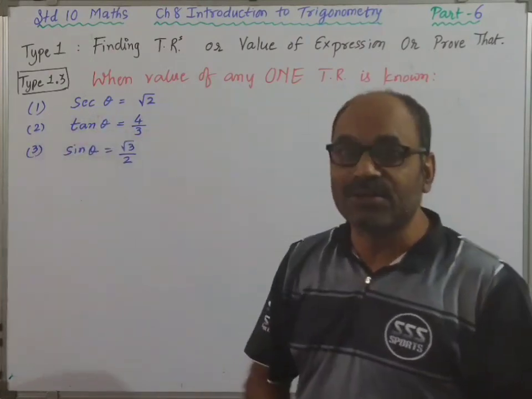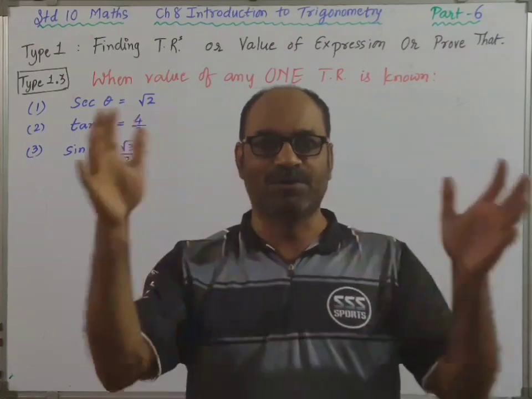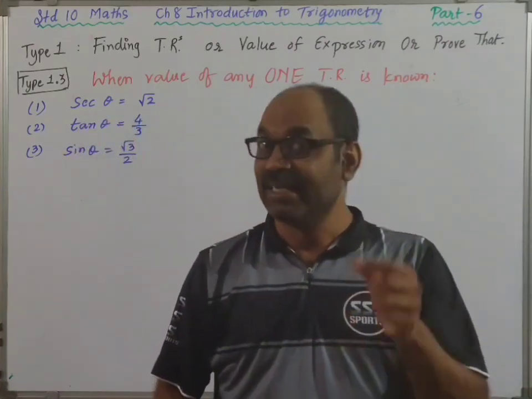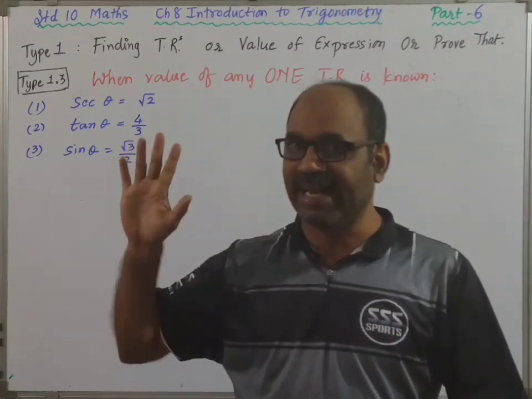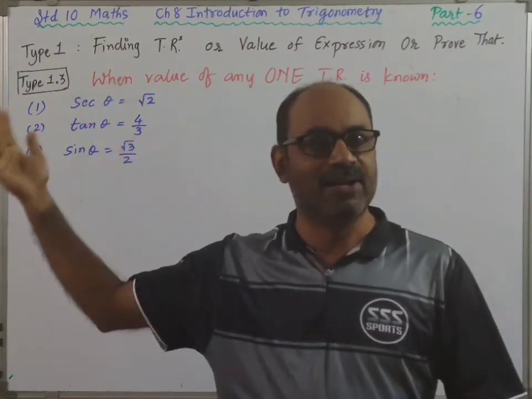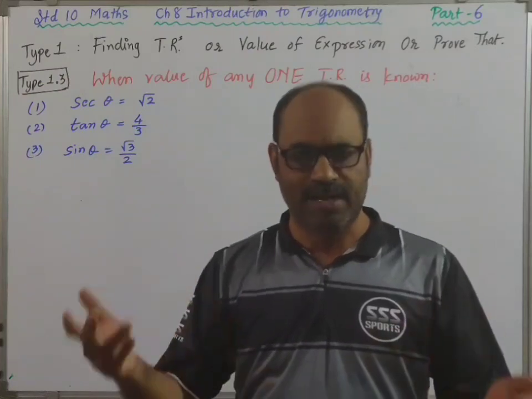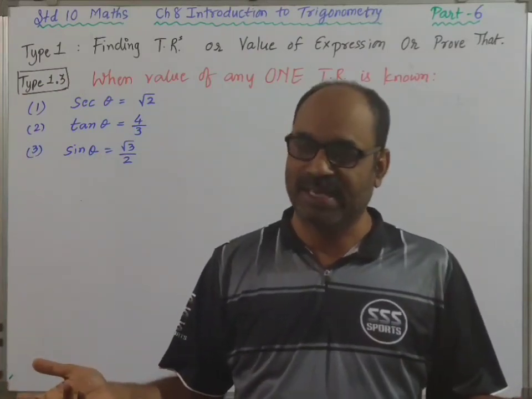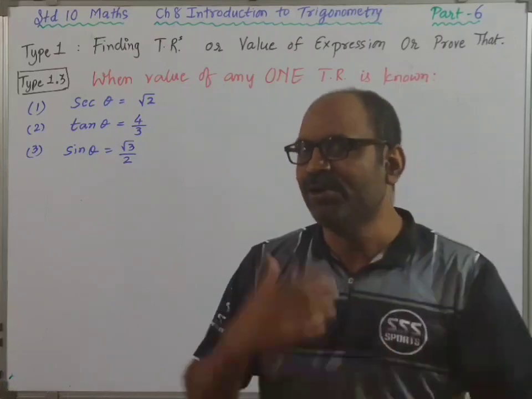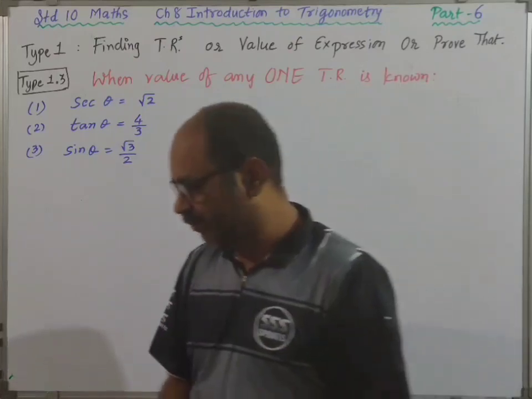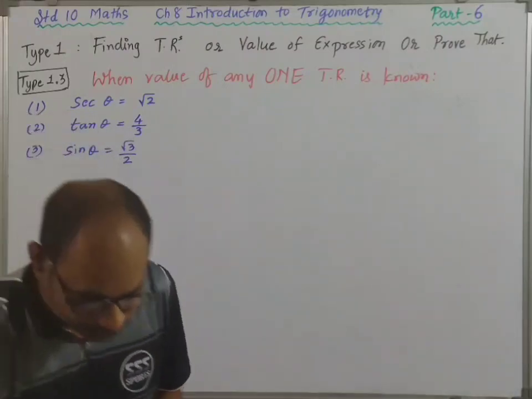Sec theta is root 2. Yes, out of 6 trigonometric ratios, sec theta is one of them. Correct? And the value of sec theta is given. You have to find the values of the remaining 5 or any 2 as asked. Okay? Chaliye. We'll find all 5. I'll find 2 for you. Remaining 3 you can find. Okay. Now what to do?